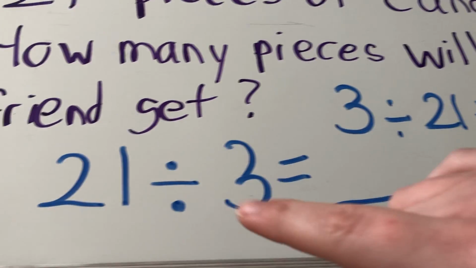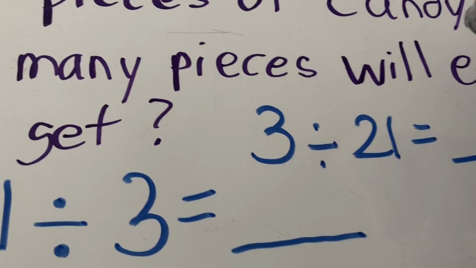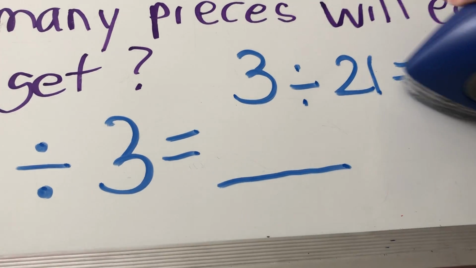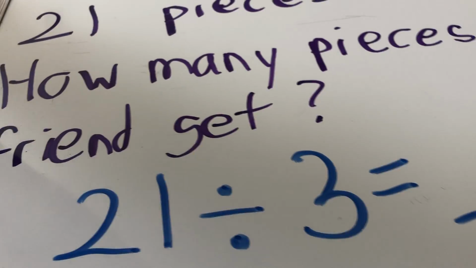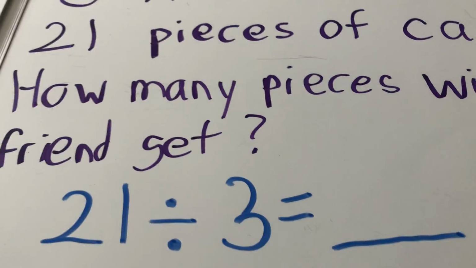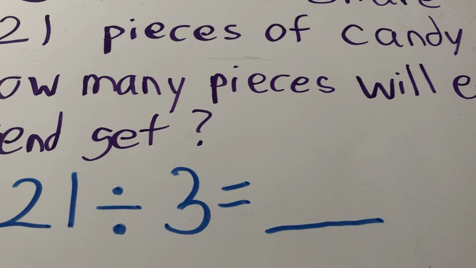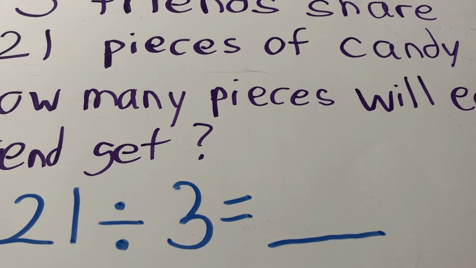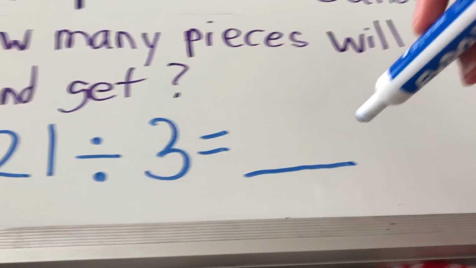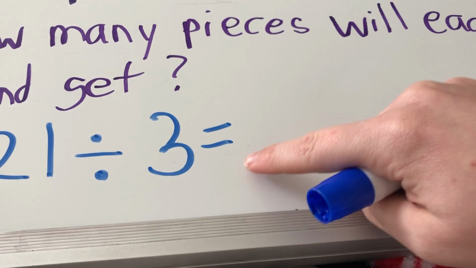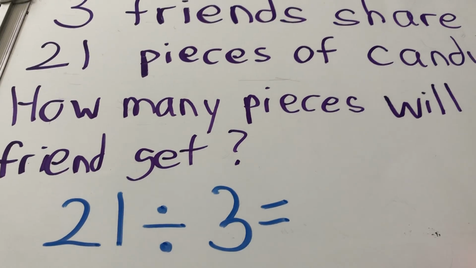So it has to be 21 split into 3 groups, because we can't split 3 of something into 21 groups, right? When we have a division equation, we have to start with our largest number. That is the number that we're splitting into equal groups. Now, today, when we solve these types of equations, instead of just having a blank here, we are going to use a letter instead of our blank.